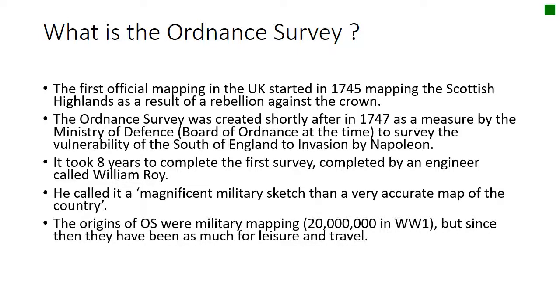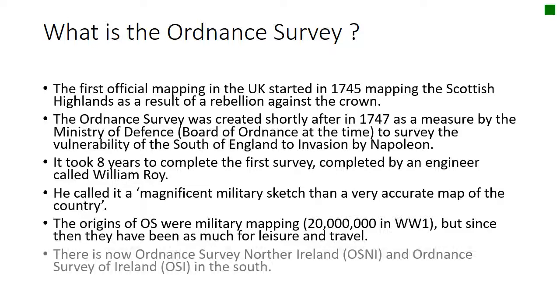Since then, it's been a military mapping service, producing over 20 million maps in World War I for the Army. But increasingly, its maps are used for leisure and travel. Now, in Northern Ireland, we are covered by the Ordnance Survey of Northern Ireland. In the south, it's the Ordnance Survey of Ireland, whereas Ordnance Survey itself covers England, Wales, Scotland, and the Scottish Islands. The OSI and OSNI are both sister organisations of Ordnance Survey and would have been part of Ordnance Survey prior to partition.